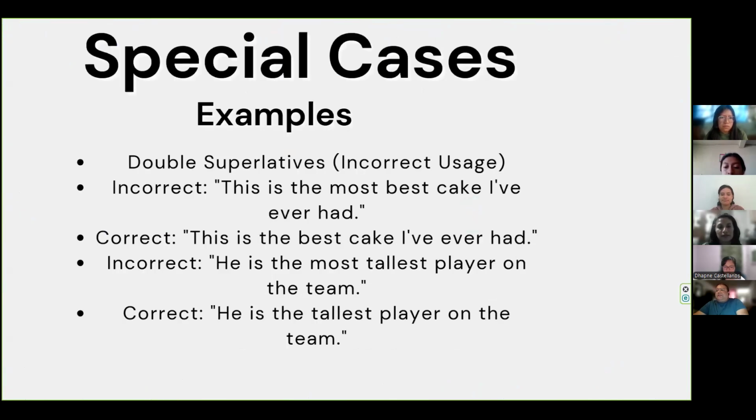Special cases examples. Double superlatives, incorrect usage. This is the most best cake I've ever had. The correct way to say it would be, this is the best cake I've ever had. Another example that is incorrect is, he is the most tallest player on the team. And the correct way should be, he is the tallest player on the team.